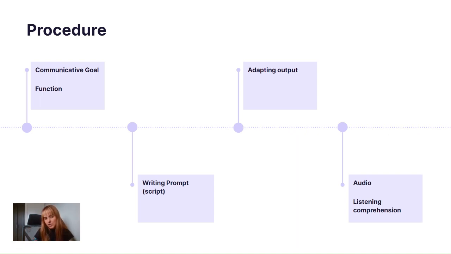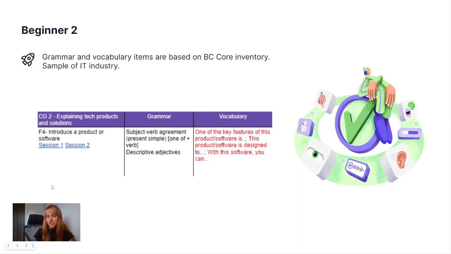In the initial stage, we carefully analyze the communicative goals and functions to determine the language level required for the deck or the activity. For this example, I chose the beginner two-level syllabus and the IT industry. As you can see here, the CG, or the communicative goal, is explaining tech products and solutions, and the function is introduce a product or software.